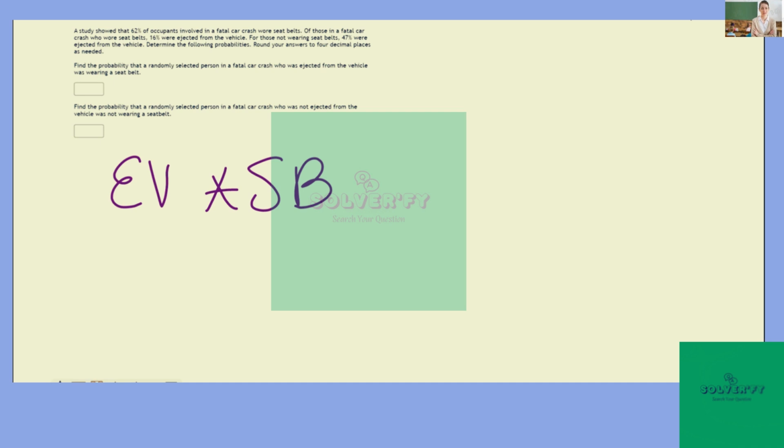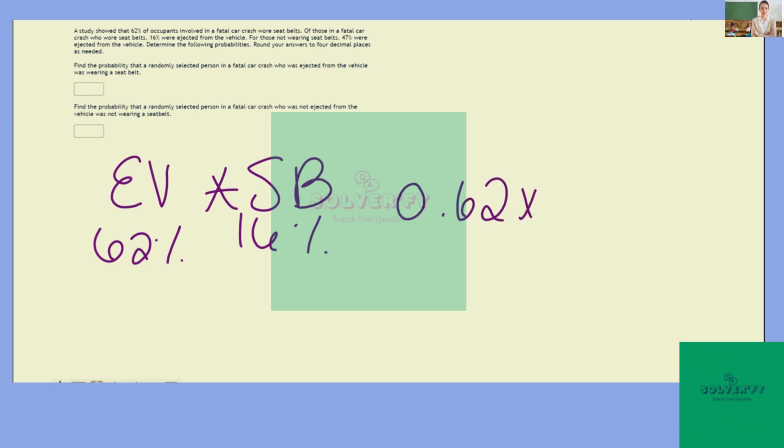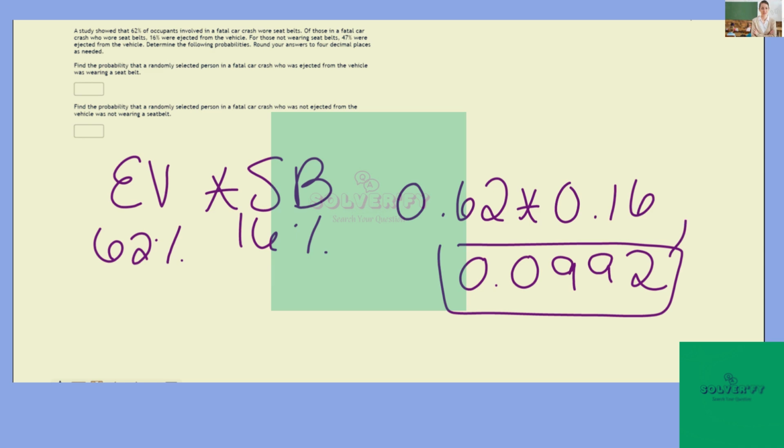were wearing a seatbelt. We are given that in our study, 62% wore seatbelts, and that 16% were ejected. So I'm going to convert these to decimals and then multiply them. So 0.62 times 0.16 is going to give me a probability of 0.0992 for the first part.